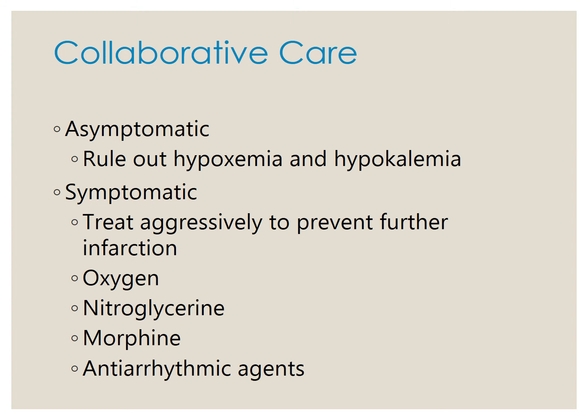So collaborative care, if they're asymptomatic, we rule out things like hypoxemia and hypokalemia. If they have hypoxemia, give them oxygen, right? For hypokalemia, we draw labs, so they may need some potassium. If they're symptomatic, in acute myocardial infarction, PVCs indicate a need to aggressively treat the ischemia or infarction. So if they're having an acute MI or heart attack, they would need oxygen, nitroglycerin, morphine, and potentially some antiarrhythmic agents. Okay, so those are just some things we need to be aware of.